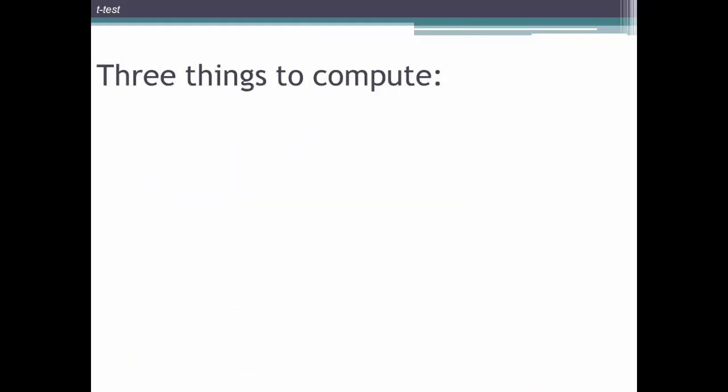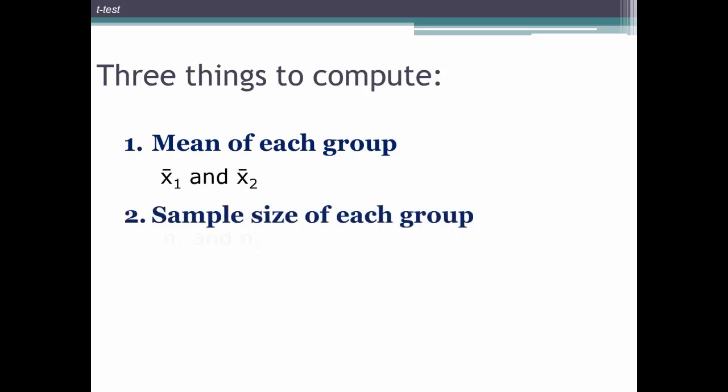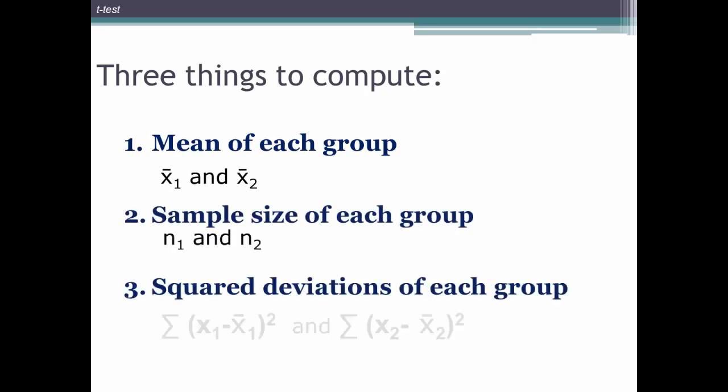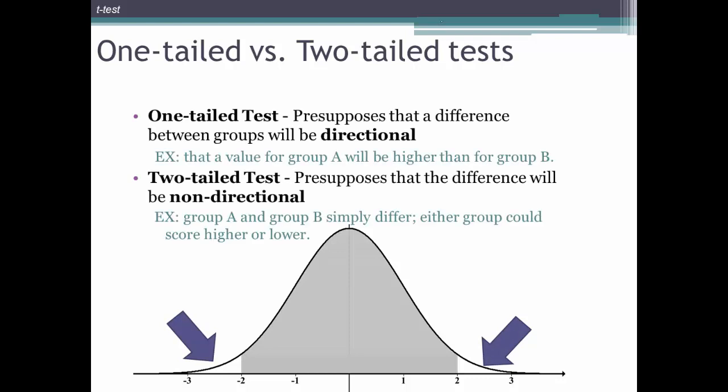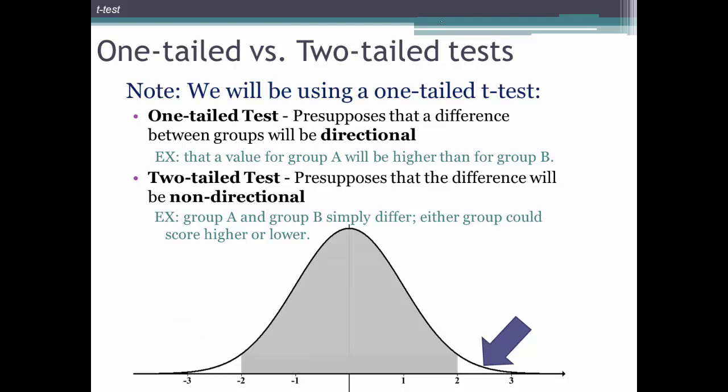To calculate a t-test, you'll need to be able to calculate the mean of each group, the sample size of each group, and the squared deviations of each group, which we'll get to in a moment. You'll recall from earlier discussions that a distribution curve has two tails, one on either side, and you can specify a one-tailed or a two-tailed test. The one-tailed test is more stringent and allows less room for error, and that's the one that we will be using for our discussion today.